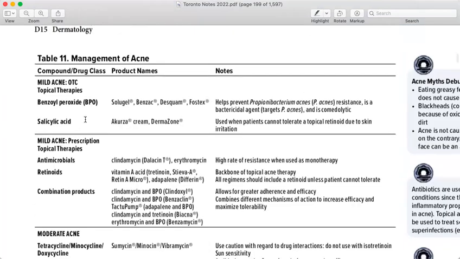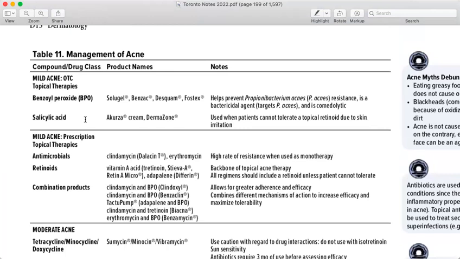Now, in the mild, it's different. In the moderate, it's different. In the mild, over the counter is different. In the mild, prescription is different. Now, over the counter, only topical ones are used. Which ones are those? Benzoyl peroxide and salicylic acid. Those ones should be used over the counter.